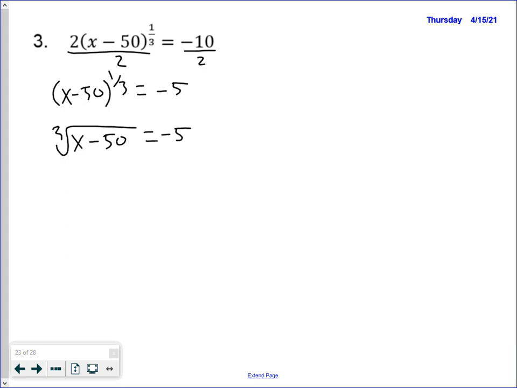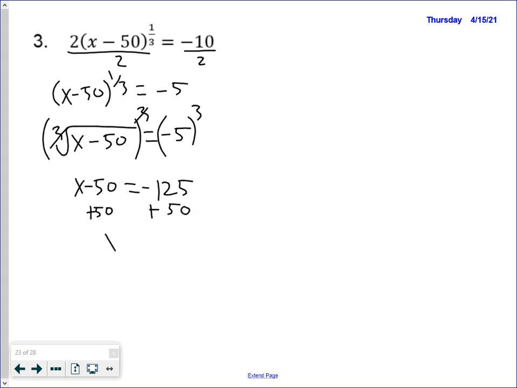And now we're going to get rid of that cube root by cubing both sides. The cube root and the cube cancel each other out. And we get x minus 50 equals negative 5 cubed, which is negative 125. And we just add 50 to both sides. And we get that x equals negative 75. And that's going to be our solution for number 3.